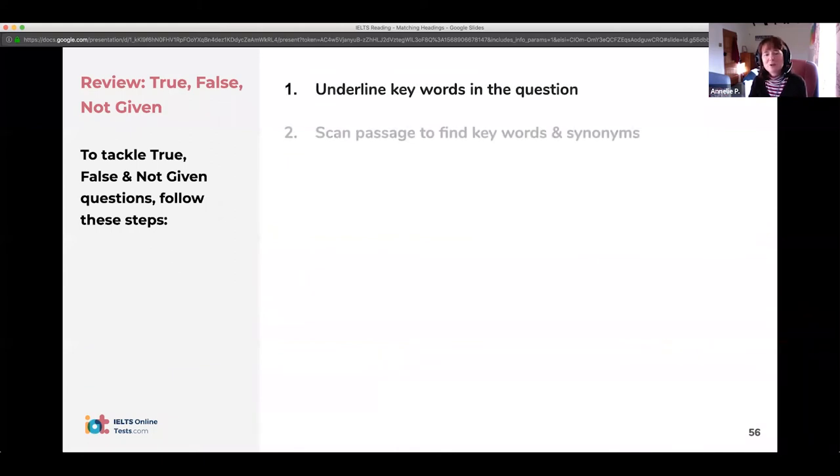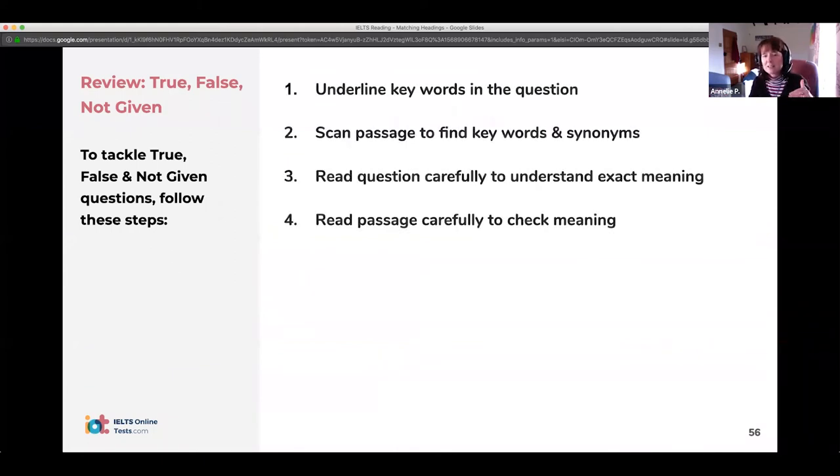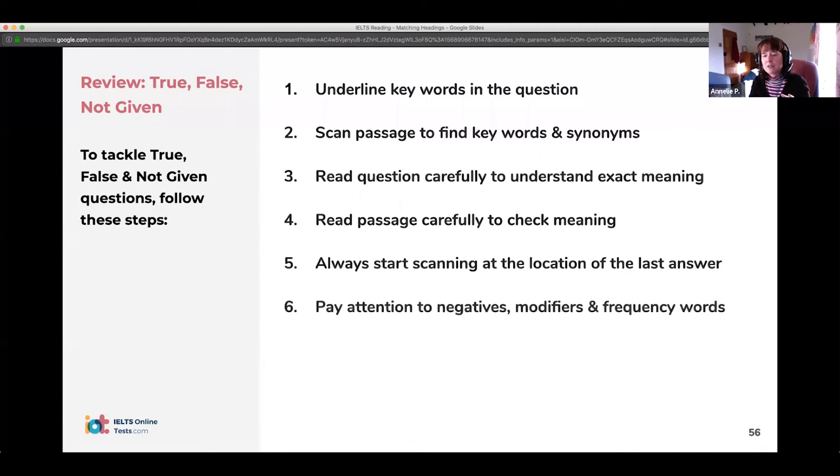Okay. So just to summarize that, underline the keywords in the question, find where they are in the passage, and remember to find more than one so you know you're in exactly the right place. Read that very, very carefully. And always move down and ask yourself, is it the same information? Is it just the same information using synonyms? That's true. Is it contradictory information? That's false. If you can't say because it's different information, then it's not given.